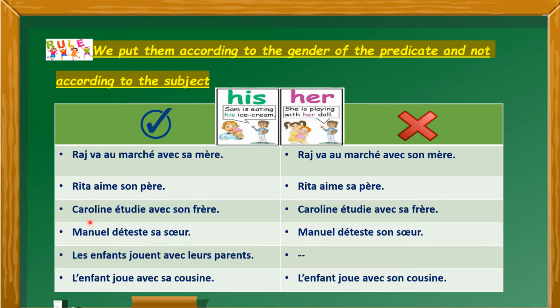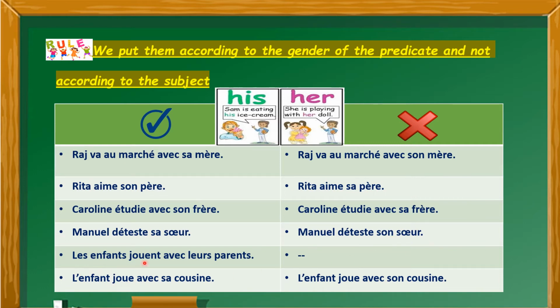Third sentence is Caroline étudie avec son frère. Caroline studies with her brother. But in French, we have to put son frère. Again, the wrong sentence here is Caroline étudie avec sa frère. It's purely according to English grammar. These are considered wrong sentences. Manuel déteste sa sœur. Manuel hates his sister as per English grammar, but we have to put it according to the predicate, that is sister. That's why we are putting sa here. Manuel déteste son sœur is a wrong sentence in French.